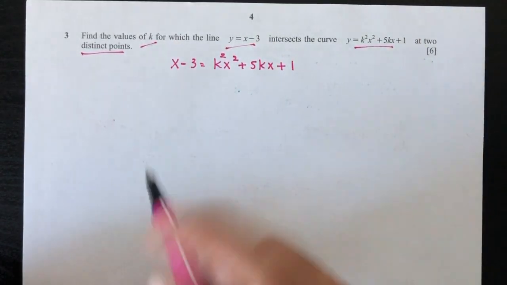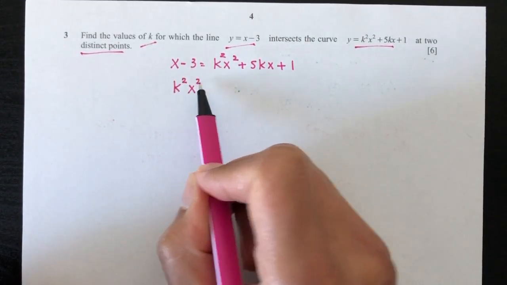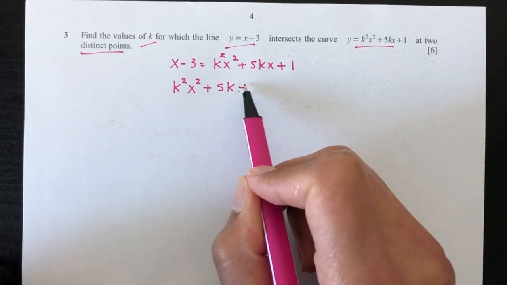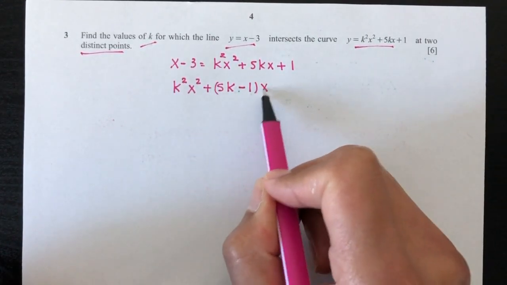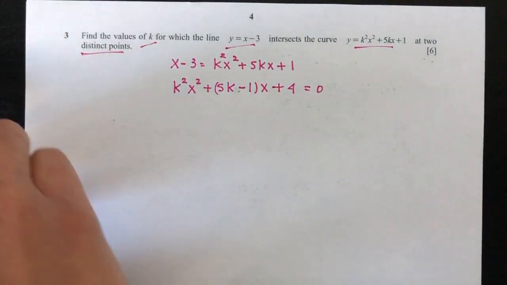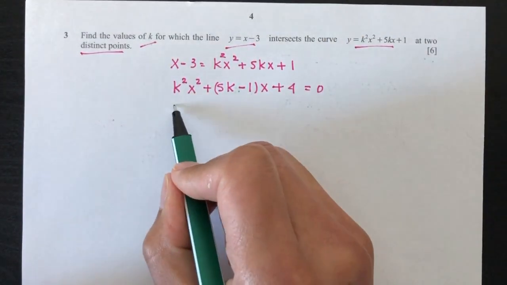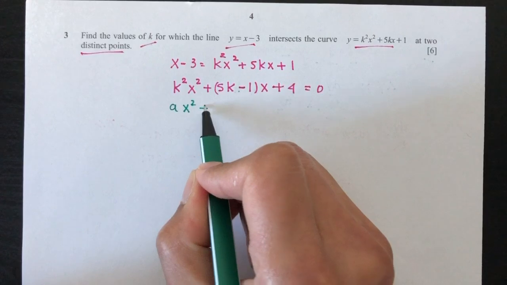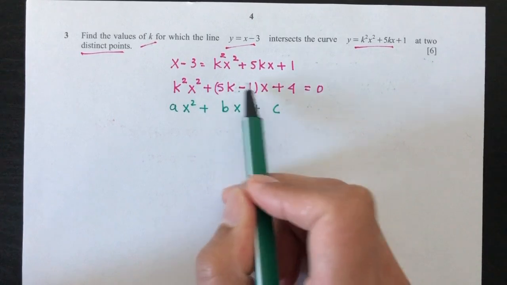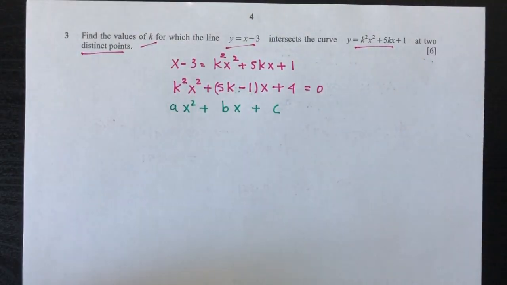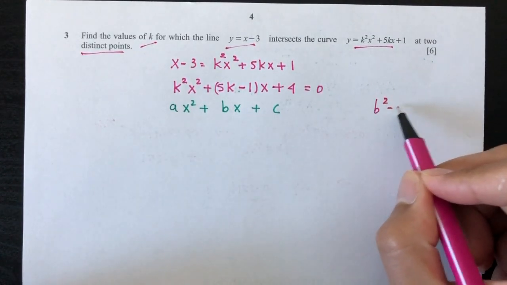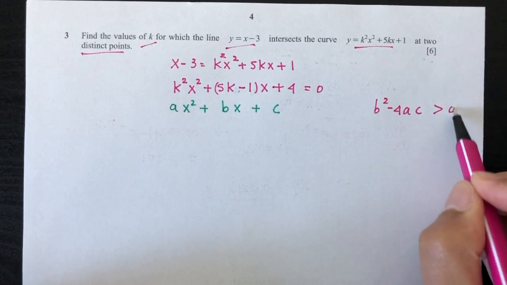Now let's send everything on one side. You will have k squared x squared plus (5k minus 1) x, and we have plus 1 plus 3, which is plus 4, equal to 0. This one looks like our normal equation, which is ax squared plus bx plus c. As you can see, a will be this, b is this, c is this. Now since they meet at two distinct points, we know that the discriminant, which is b squared minus 4ac, has to be more than 0.